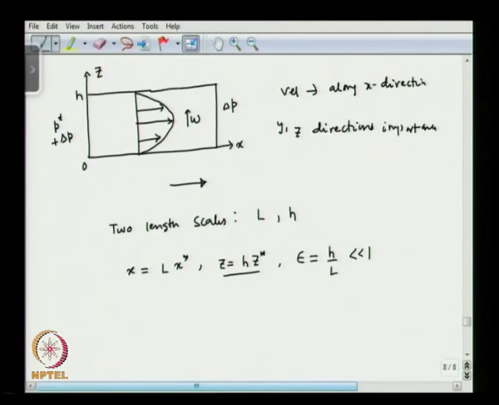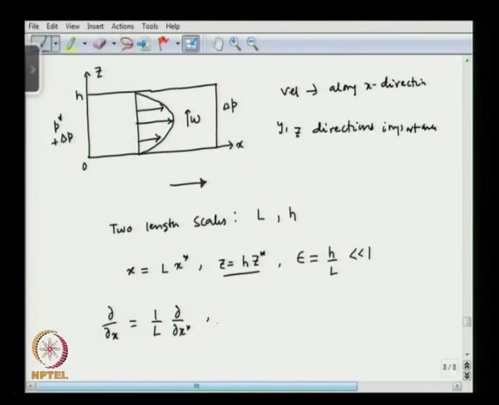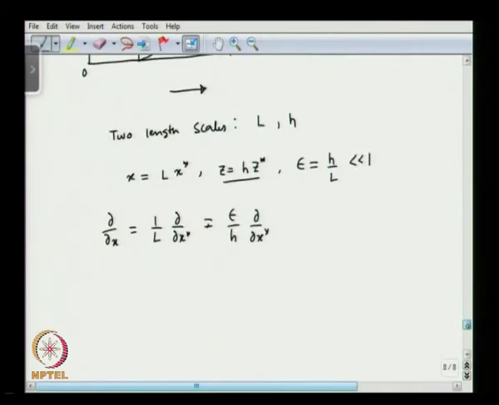Okay. So, in that case we can write the derivatives del over del x to be 1 over L into del over del x star, right. We can write this one as epsilon over H into del over del x star, right. And we have del over del Z can be written as 1 over H del over del Z star.